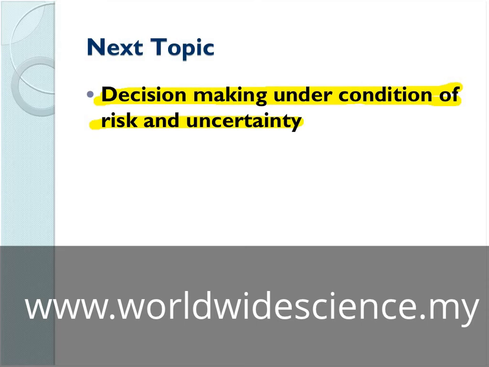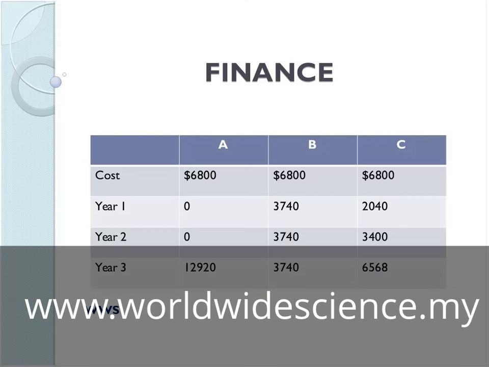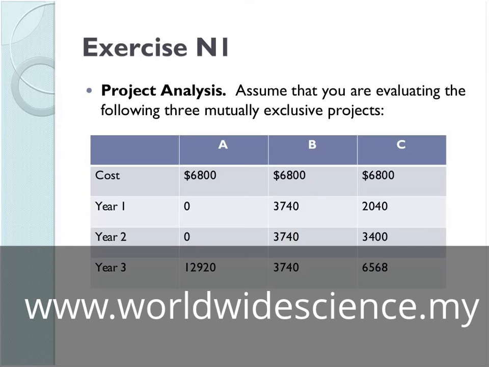As I know most of you missed it, so I'm just going to remind you. Okay, the practical exercise was based on the techniques for analyzing capital expenditure proposals, analyzing the project itself. Yes, let's see. You remember exercise number 1, the project analysis. Assume that you are evaluating the following 3 mutually exclusive projects. So you have 3 kinds of projects, A, B, and C. The projects run for 3 years.